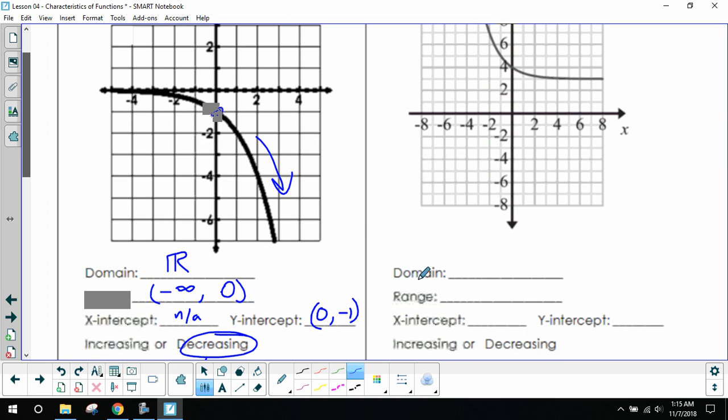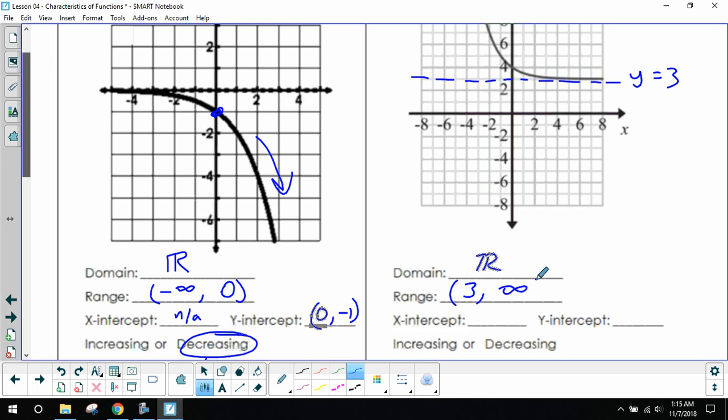You should have paused the video. Let's work it out. Range, again, how low does it go? Guys, I'm going to argue it's at the 3. Y equals 3. So our range is going to be 3, because that's how low it can go, to infinity.